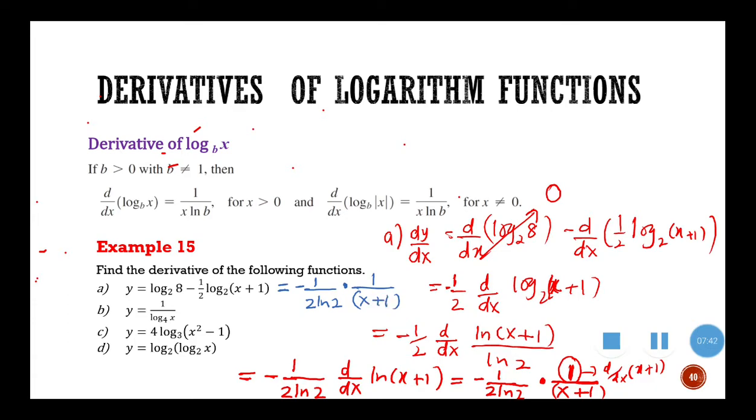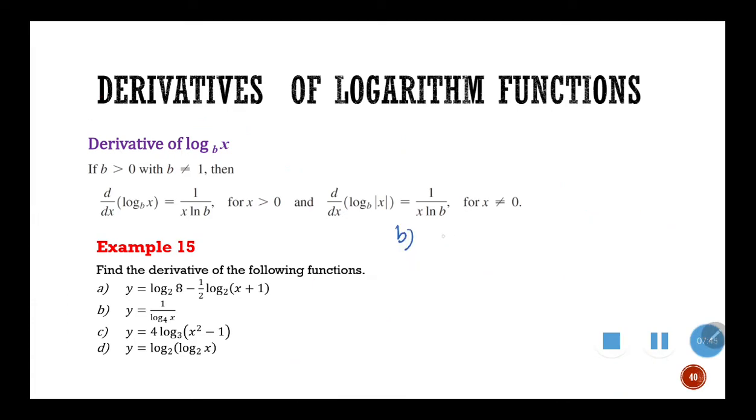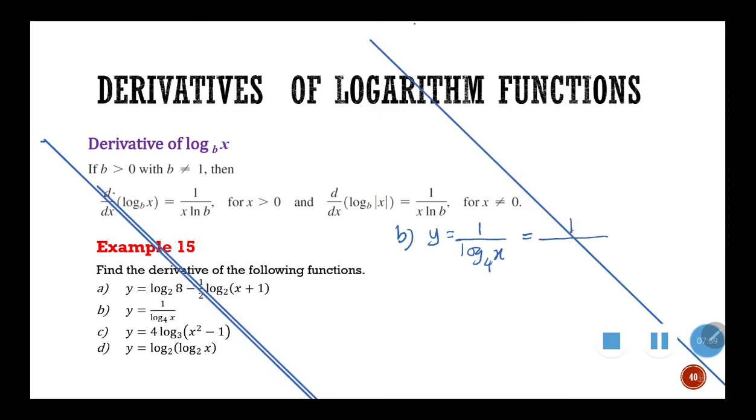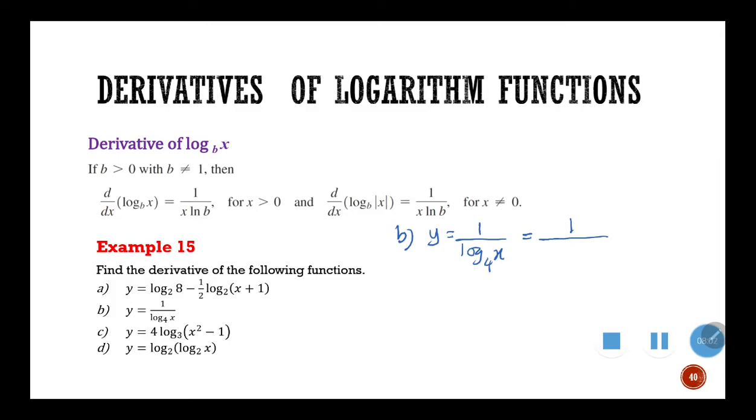Okay, now let's try B. B is y equals 1 over log x base 4. The first step is we change it into ln. So this becomes ln x over ln 4, and the reciprocal becomes ln 4 over ln x. This is just algebra.